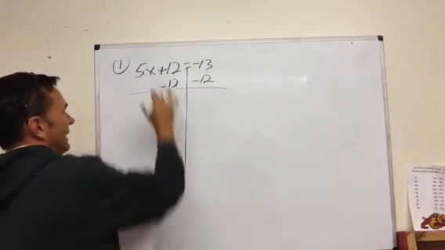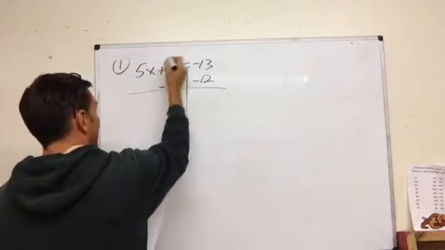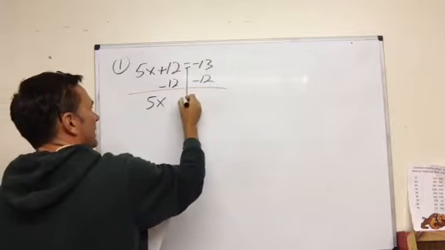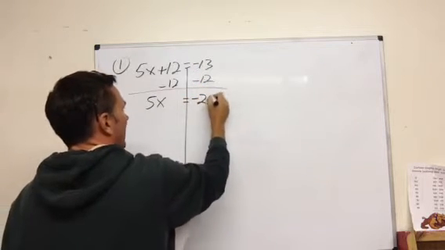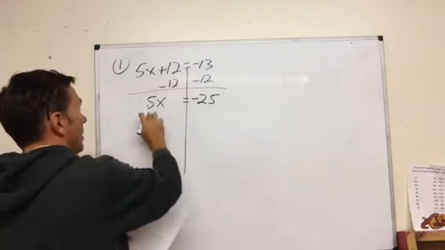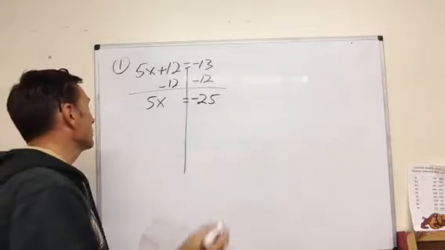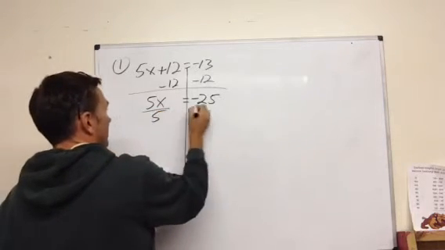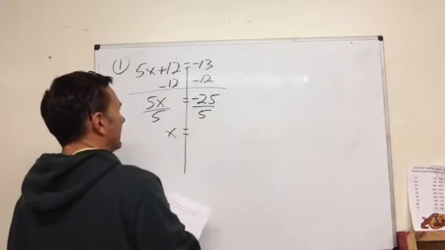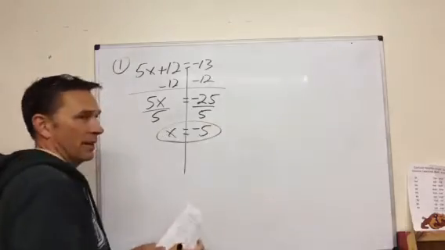So we know our equation stays balanced. Copy down the 5x, and negative 13 and negative 12 is a negative 25. Now, just like you finished off the problems before, 5 times x equals negative 25. Undo multiplication, we divide by 5. 5's cancel. We're left with x equals negative 5. And there's our final answer.